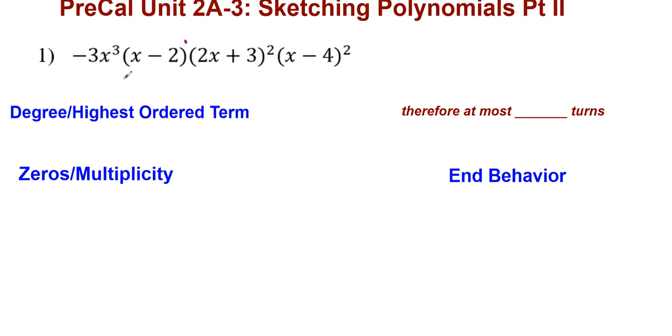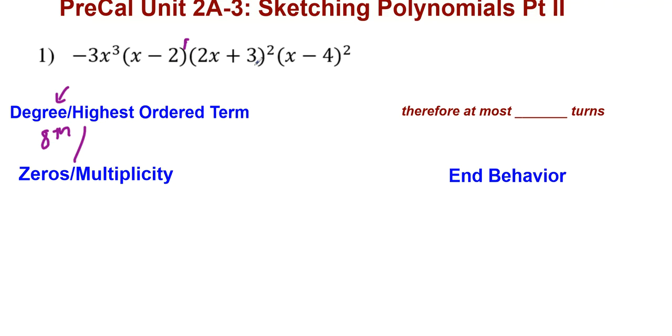And we want to then analyze what's going on with each of these. So the first thing we want is the degree of the polynomial. And that's simply going to add up all these right here. We got 3 plus 1 plus 2 plus 2: 4, 5, 6, 7, 8. So we have an 8th degree polynomial.